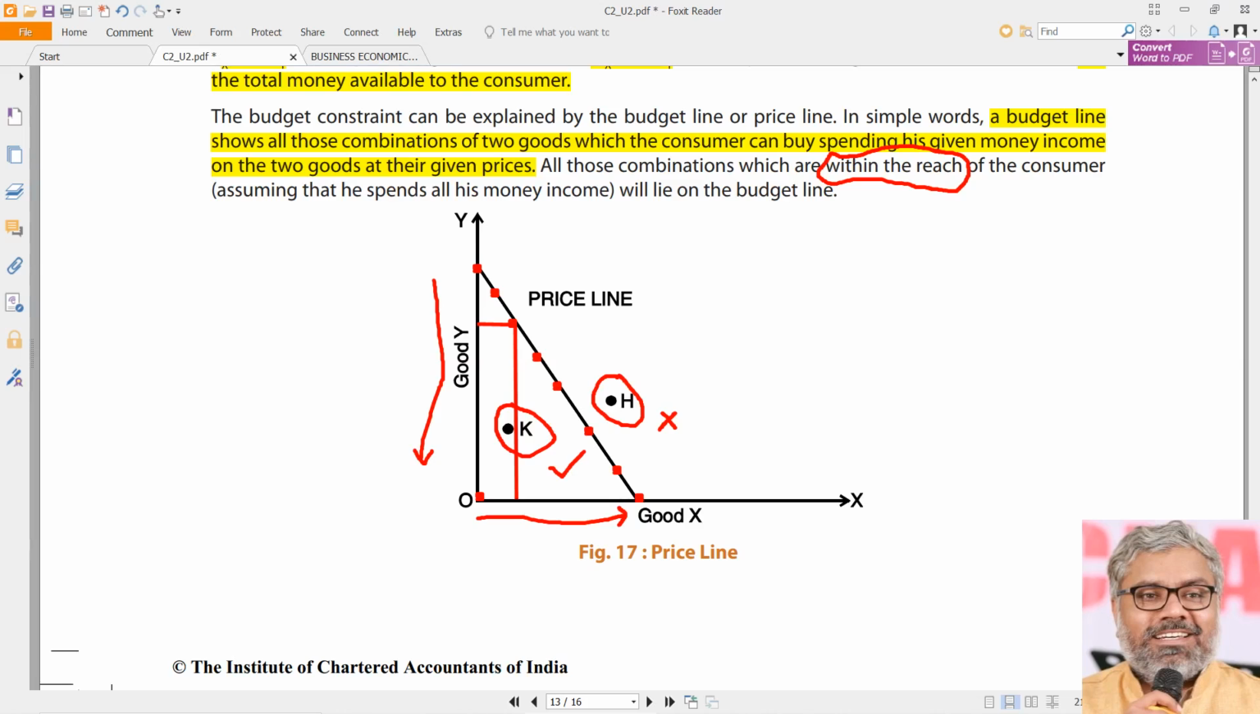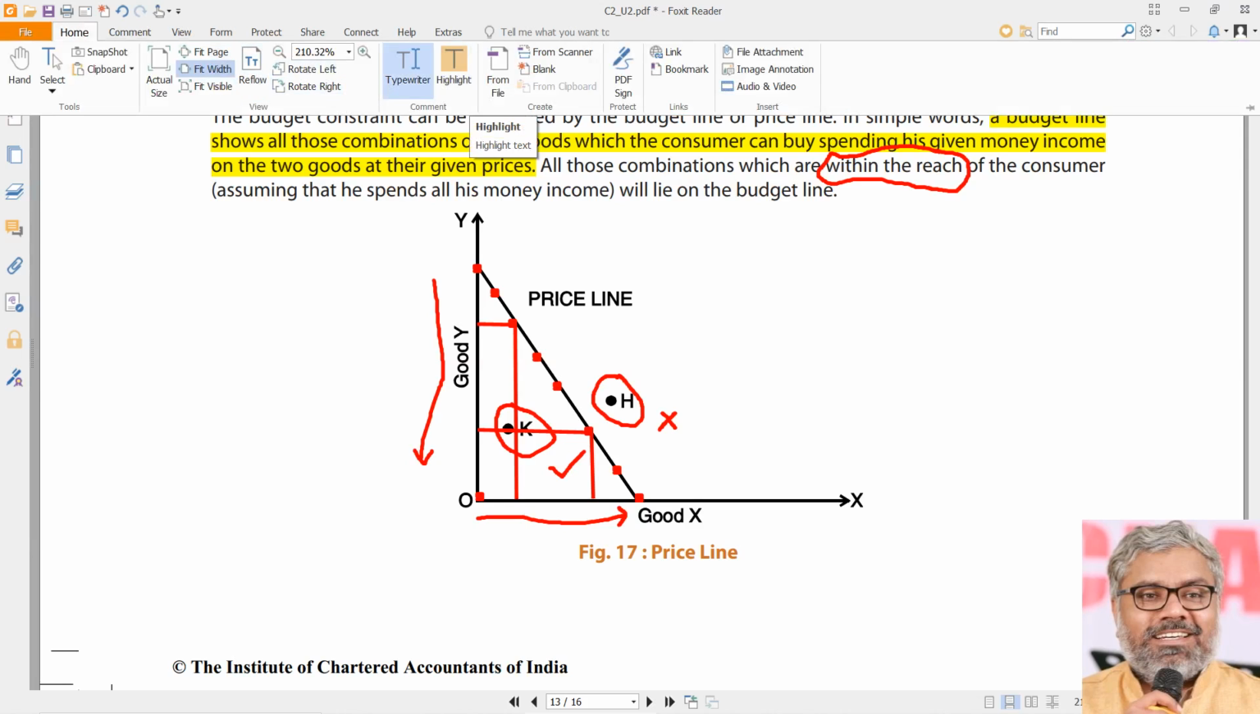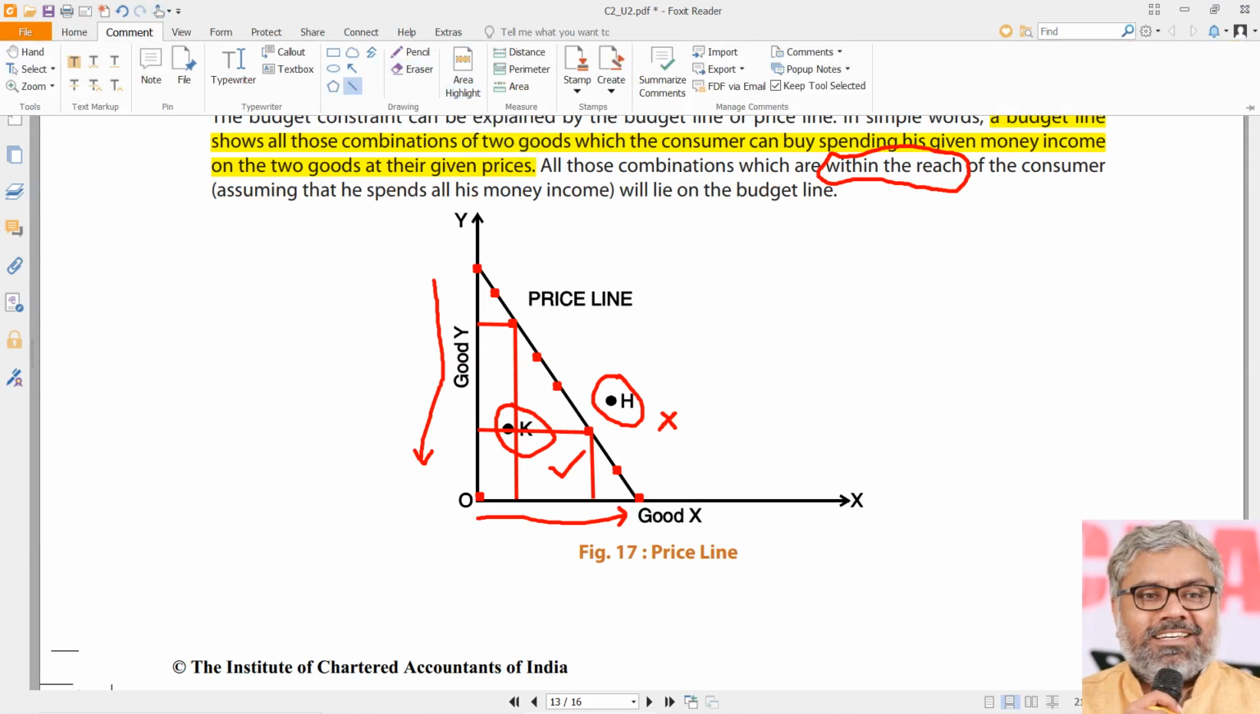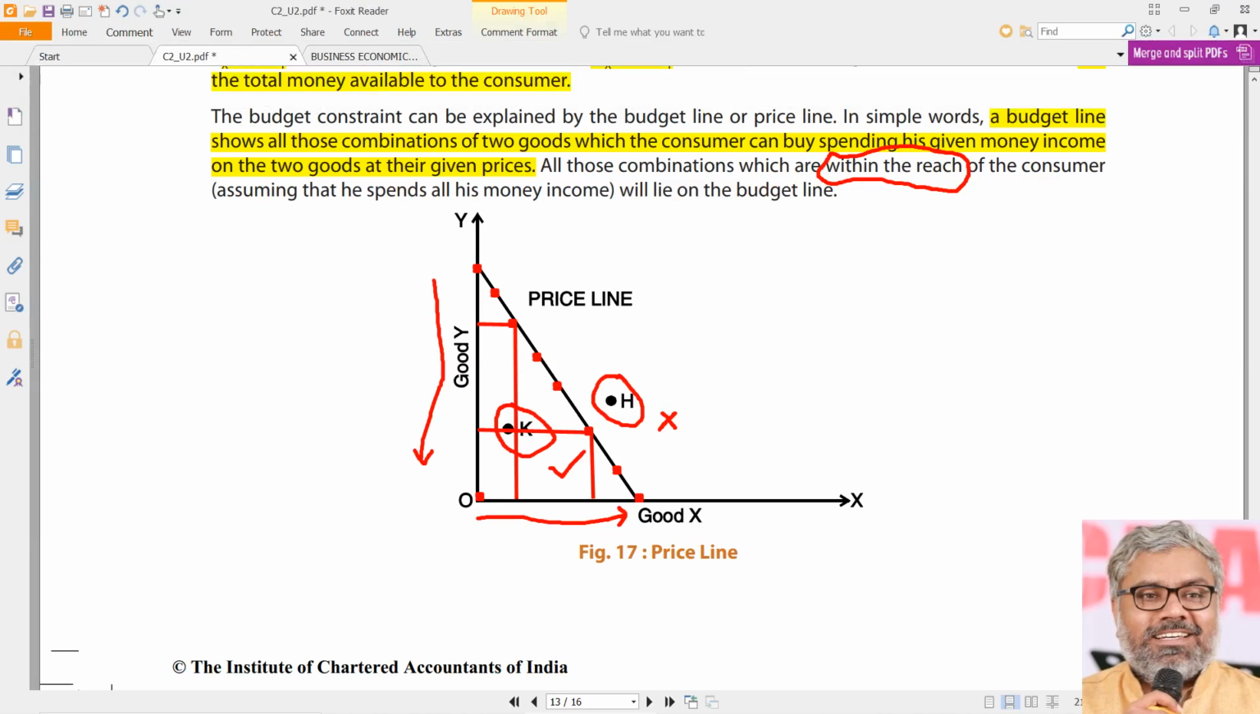Same way, there can be another possibility also. Maybe he can spend only these many goods of good Y and these many goods of good X. But definitely one point for sure. In the first point, let us call this just for our understanding purposes as point A here. Point A.